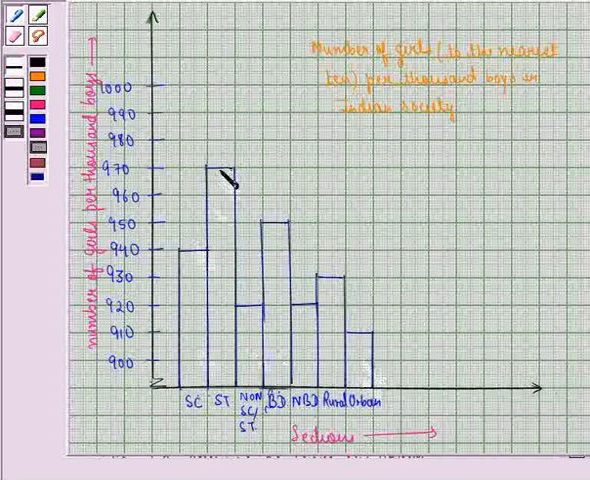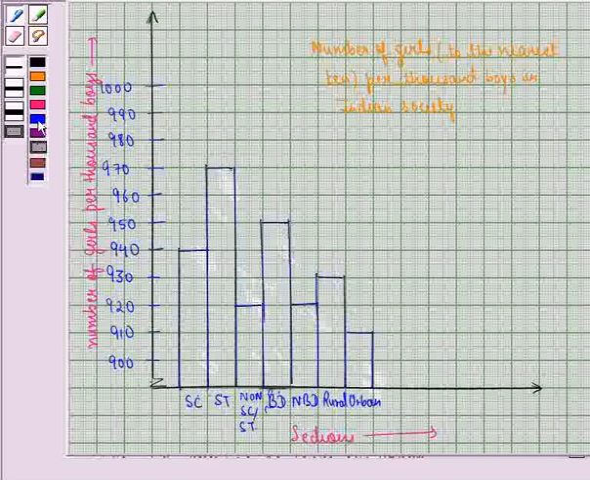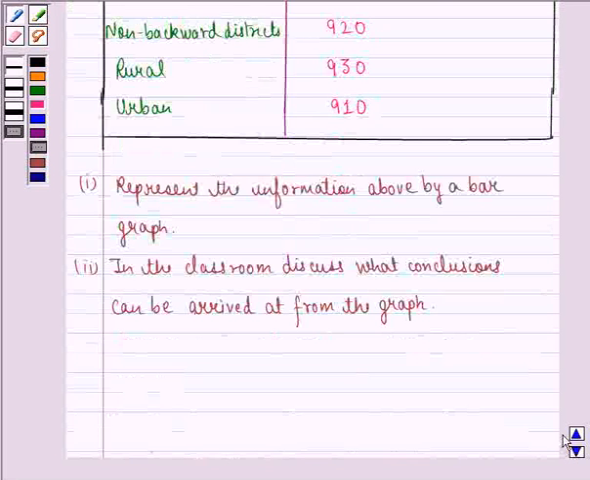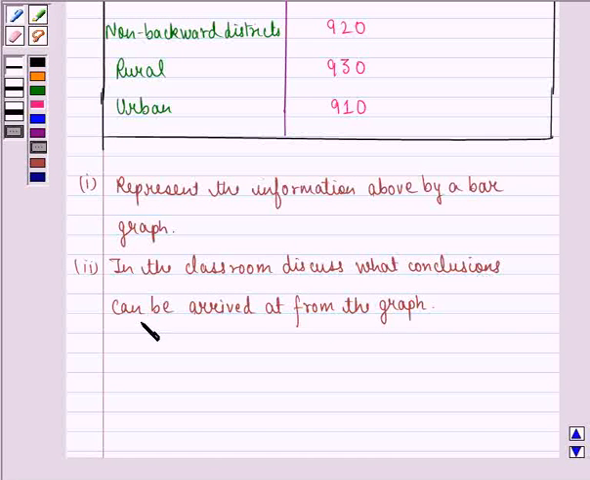Now let us take the midpoints of these bars. Like this, this, this, this, this. Let us name them now. Let this be B, C, D, E, F, G, H. Now we join all these points. So this is the required graph. Now let us see the other question. The other question is, in the classroom discuss what conclusions can be arrived at from the graph. So let us see the answer to the second part.